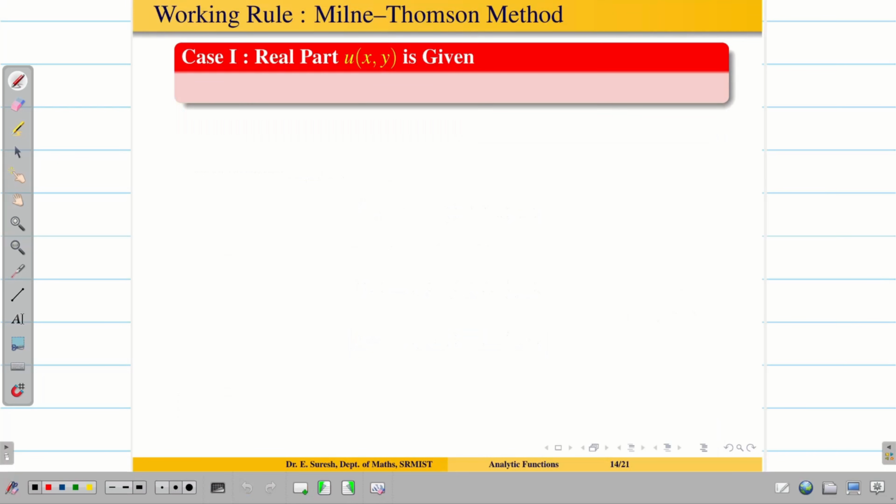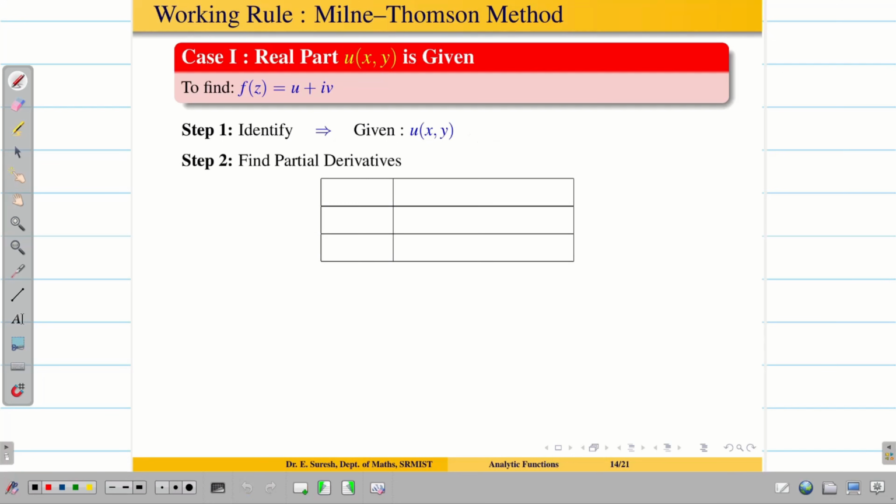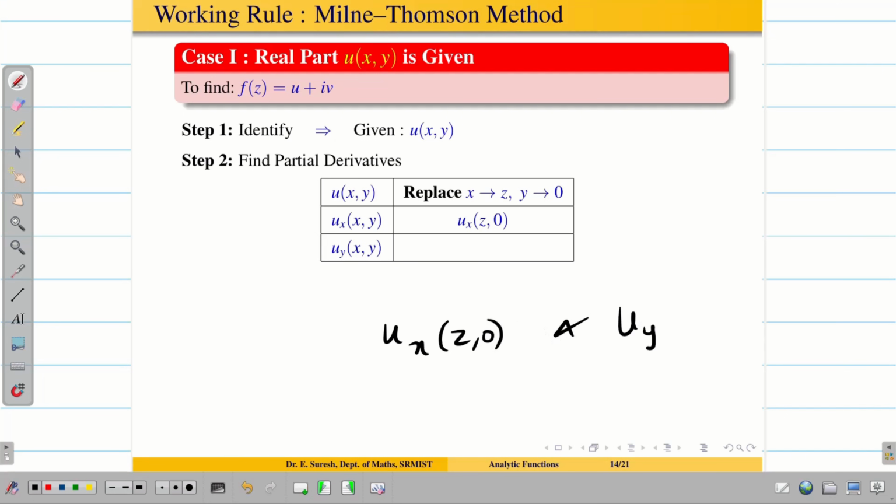Now let us see the working rule for Milne Thomson method. In the problem, if the real part u of x comma y is given, then we have to find f of z, that is u plus iv. First identify whether it is the real part or the imaginary part. In our case it is the real part, so write the real part, and for the real part find the partial derivatives, that is ux and uy. Once you find the partial derivatives, now x should be replaced by z and y should be replaced by 0, and we have to find ux of z comma 0 and uy of z comma 0. This is my step 2.